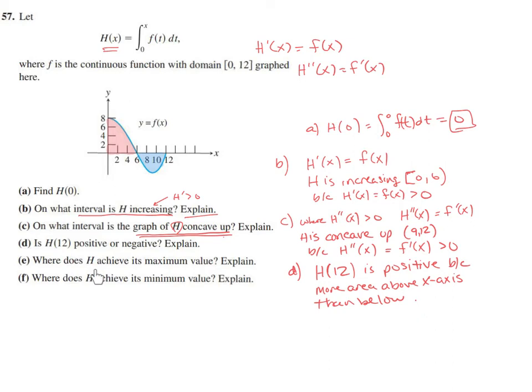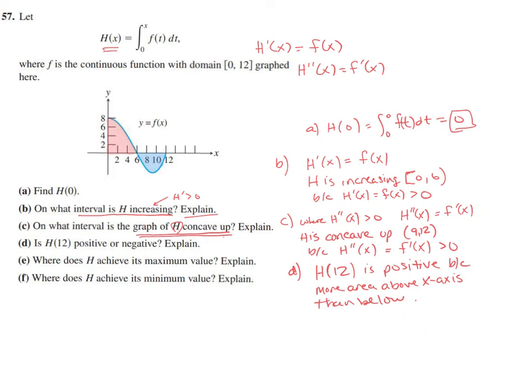We have a function, h. We want to know where its maximum value is. Well, we know a maximum value occurs when what? When the first derivative changes from positive to negative. You could also use a second derivative test, but I think it's simpler to use the first. So h achieves a maximum value, a relative max, when h prime changes from positive to negative. Because it says where does h achieve its maximum value, they actually mean the absolute max.